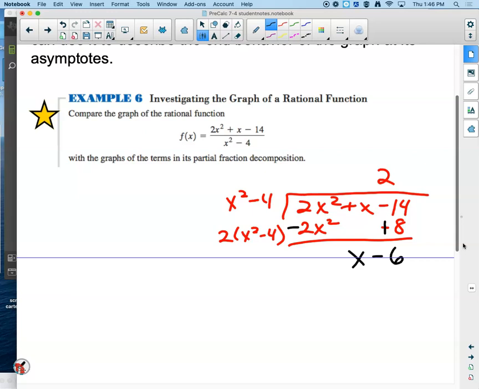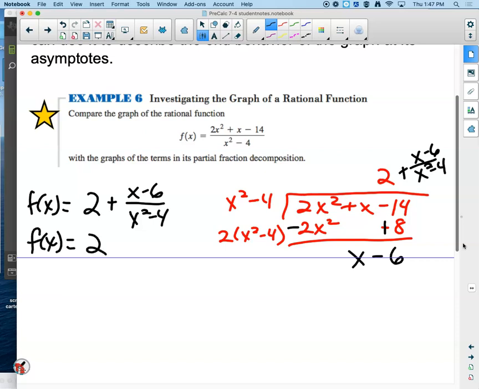So this is 2 plus x minus 6 over the divisor x squared minus 4. So the function itself can be written as 2 plus x minus 6 over x squared minus 4. So now what we're interested in doing is figuring out how to decompose that little fraction. And that comes from the fact that x squared minus 4 is a difference of two squares.